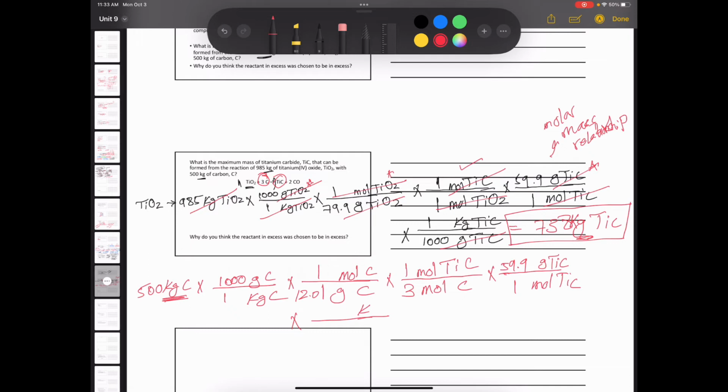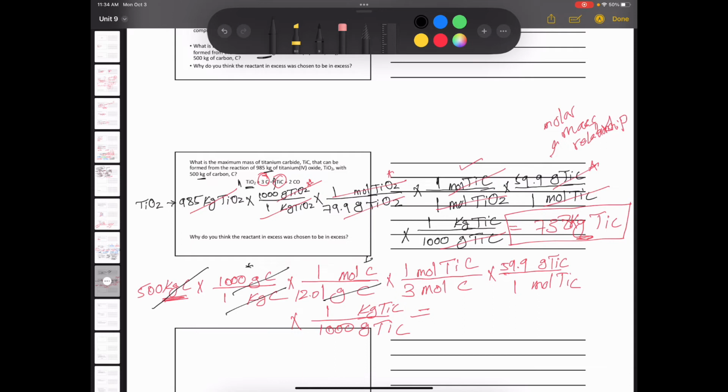So I have kg titanium carbide, and I have grams of titanium carbide. 1 kg equal 1,000 gram based on my metric conversion. Now let's cancel out the units that don't need to be there. So kg, kilogram of carbon, will cancel out with kilogram of carbon. Now I have gram carbon. I'm canceling that one with the atomic mass conversion. So now I have moles of carbon.